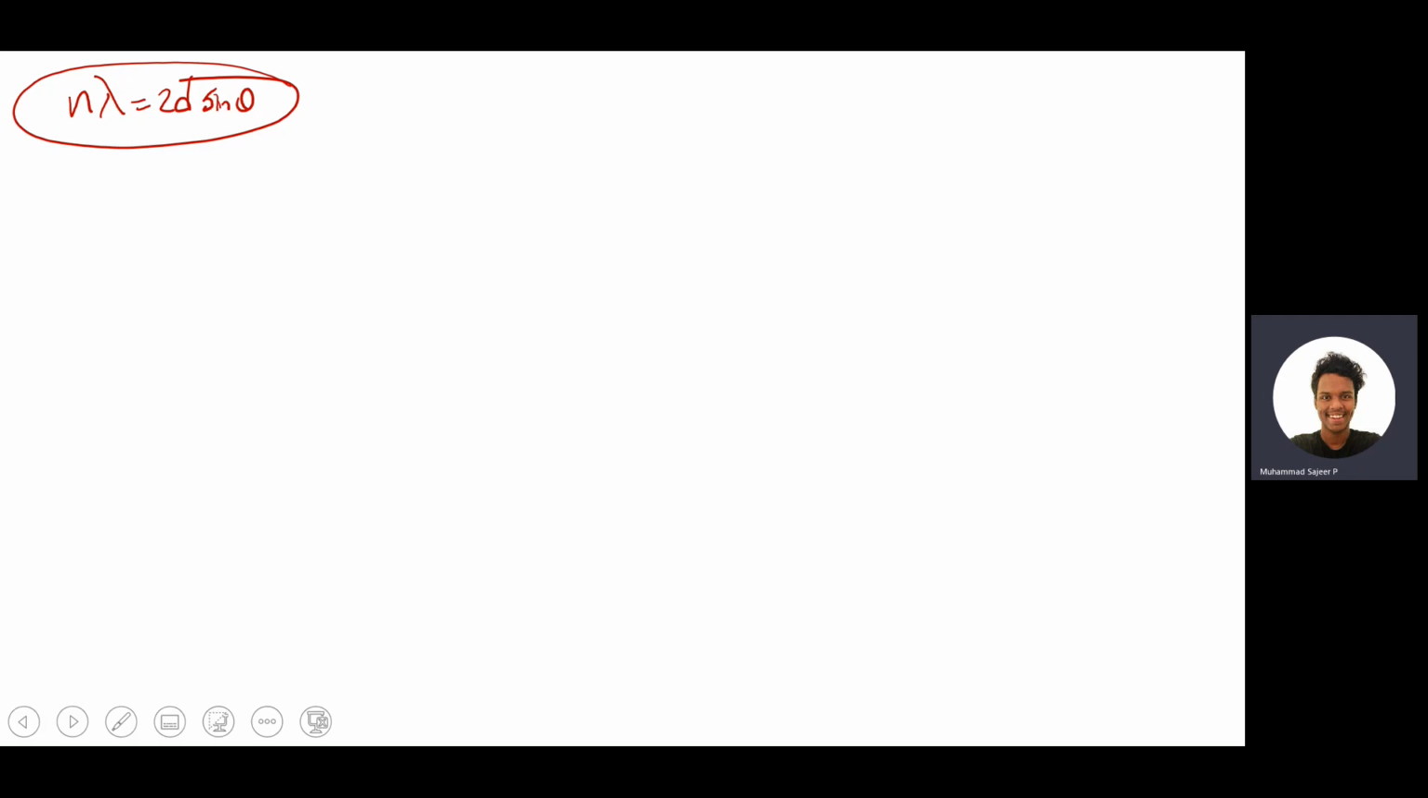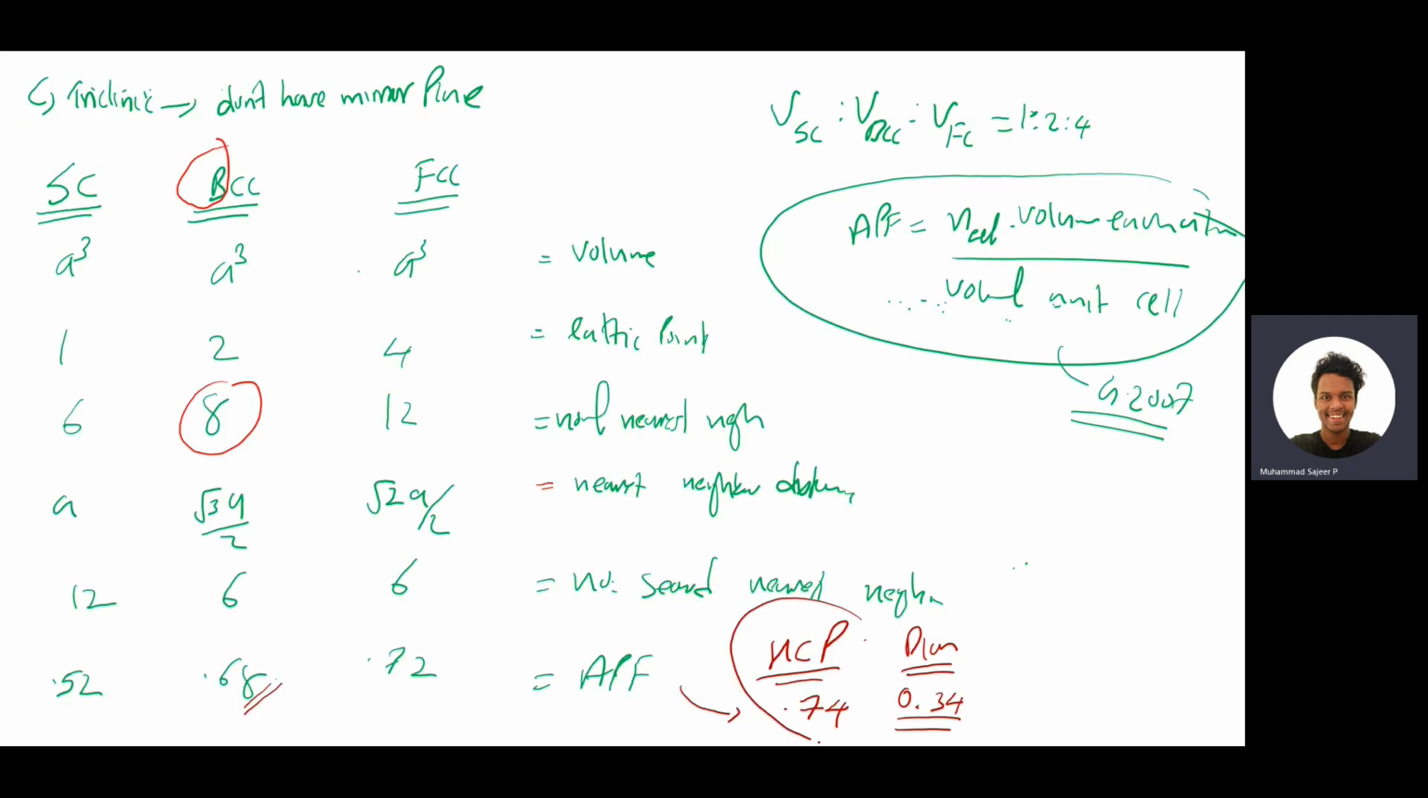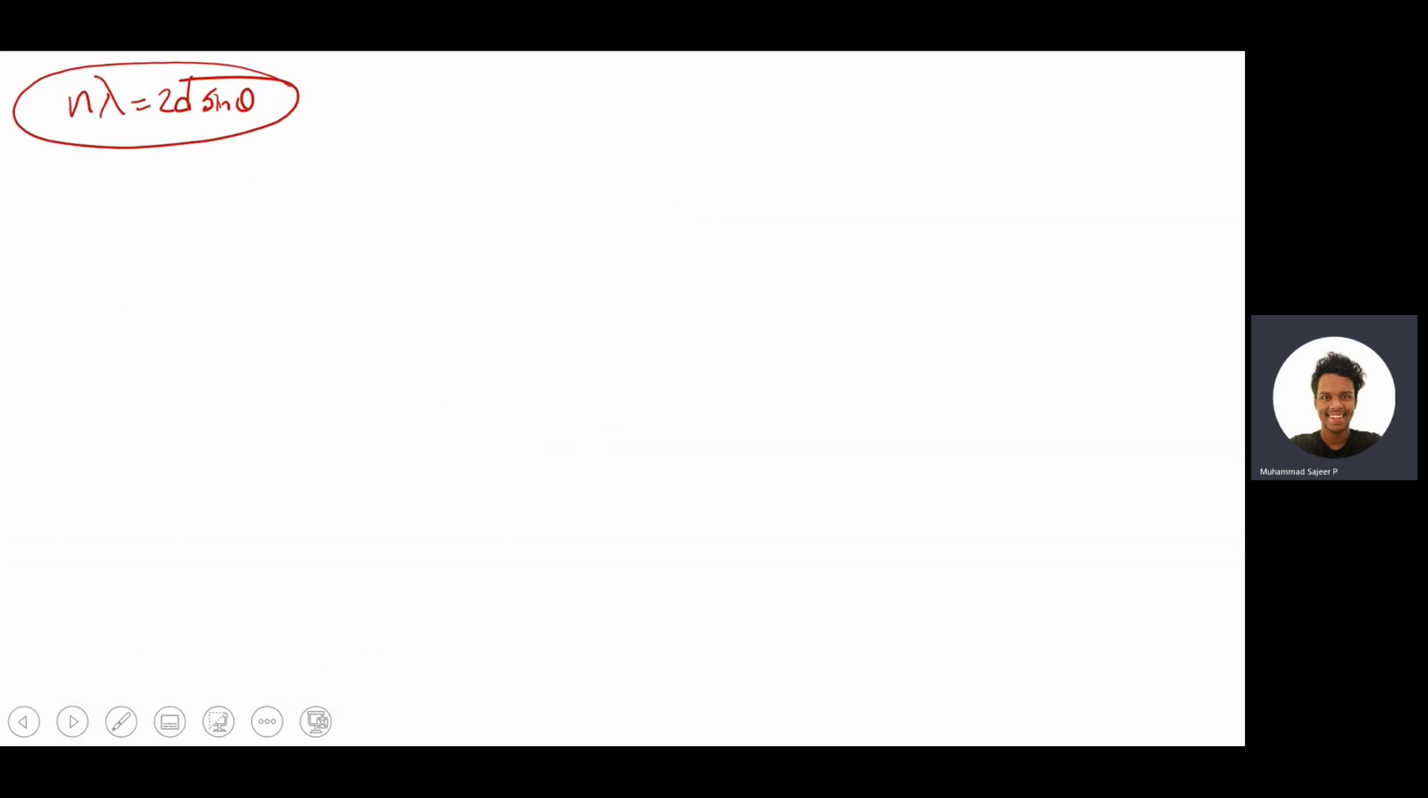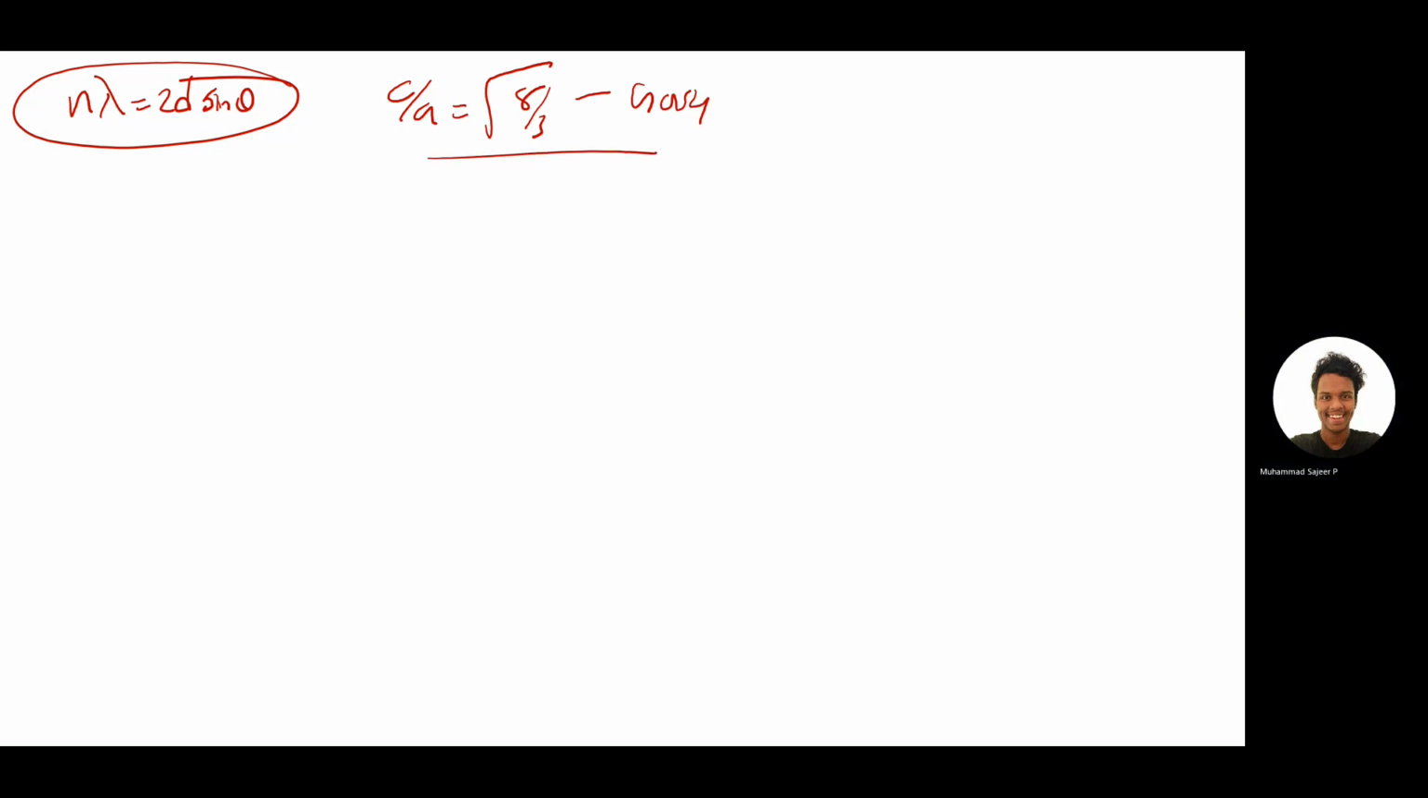We said that the packing fraction for HCP is 0.74. In HCP there is something called the c by a ratio, and the c by a ratio is root 8 by 3. You may not remember it, you may not believe it, but it was also asked in GATE 04. Okay, so let's move to structures.